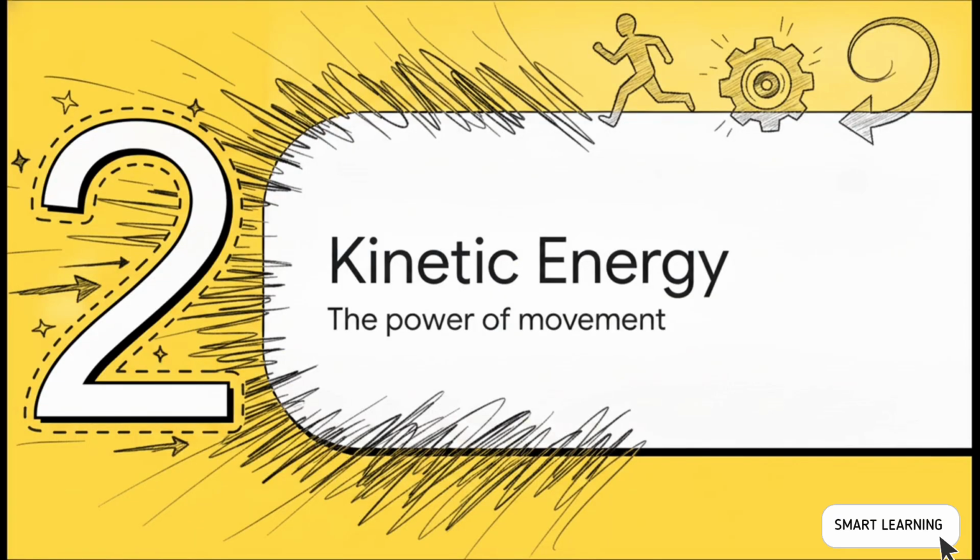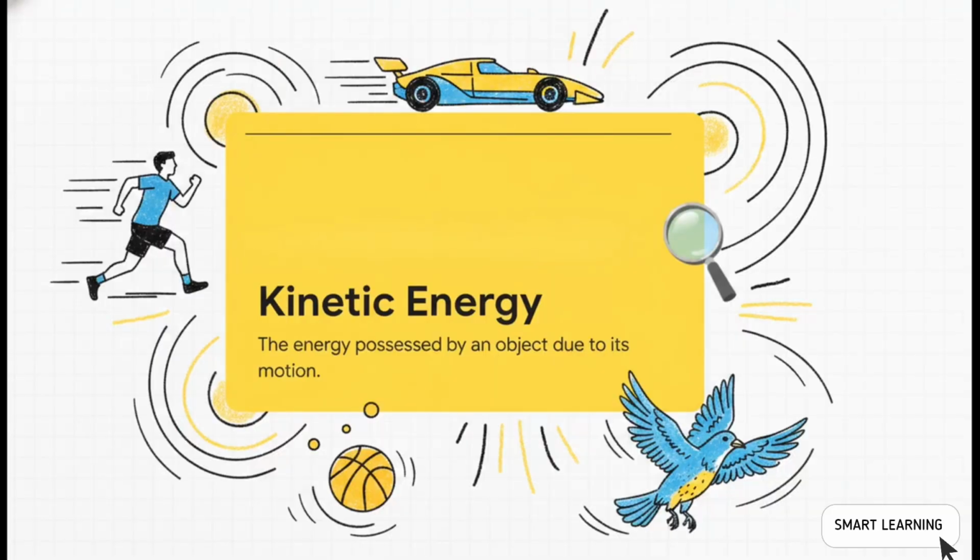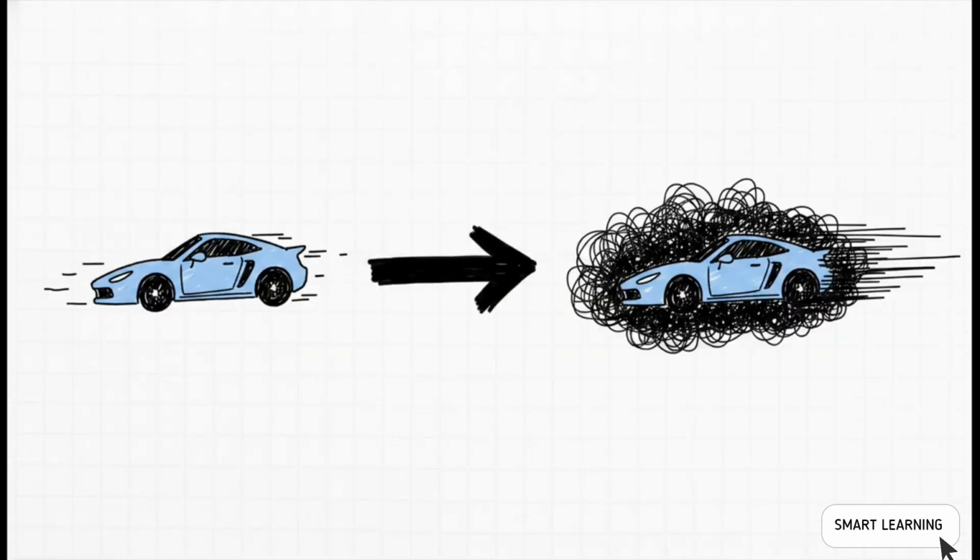Which brings us to Section 2, Understanding Kinetic Energy, the Power of Movement. So, what is it? Kinetic energy is simply the energy possessed by an object entirely due to its motion. That is the golden rule right there. If it's moving, and I mean absolutely any moving object, it possesses kinetic energy, period. So, the crucial point here is speed. Speed is the absolute catalyst. There is a direct, undeniable relationship going on here. As an object's velocity increases, its kinetic energy scales right along with it.